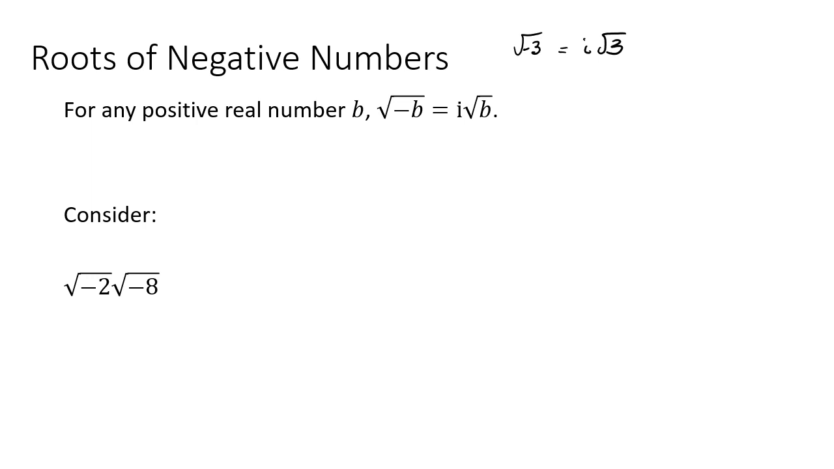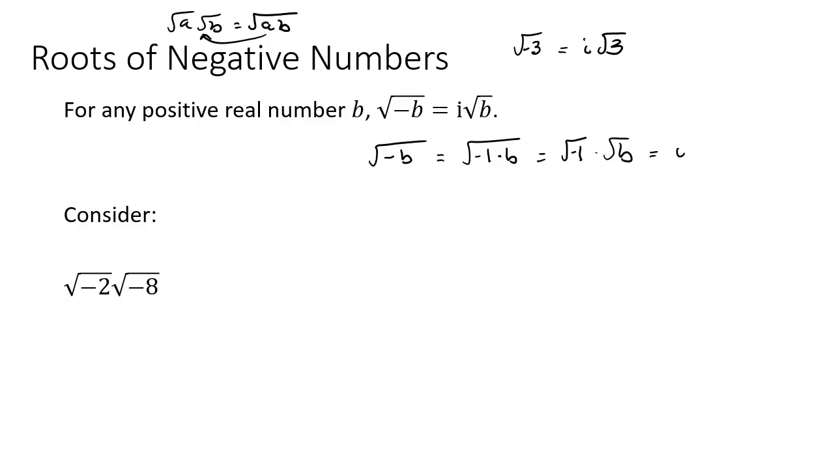Well, that's easy enough to show, and it's the same way we simplify square roots. The square root of negative b is the same as the square root of negative 1 times b, but by the property of square roots, the square root of a times the square root of b is equal to the square root of ab. So if we reverse that process, this would be the square root of negative 1 times the square root of b, but the square root of negative 1 is the definition of i. So it's basically separating out the negative sign and then taking the square root of it to pull an i out of the radical.